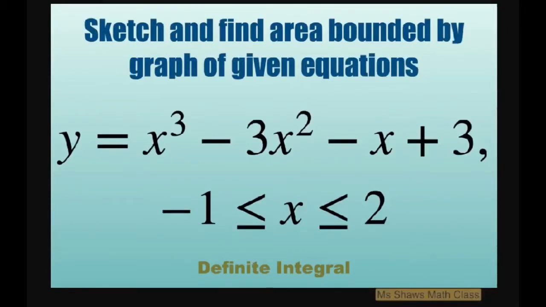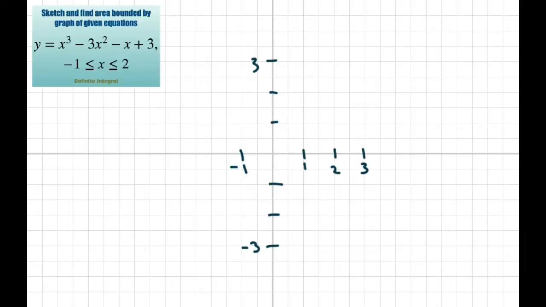Hi everyone, we're going to sketch and find the area bounded by the graph of the given equations. So basically we have this one polynomial equation, and we're going to sketch it along the x-axis between -1 and 2. To sketch this, it's a good idea to factor it.